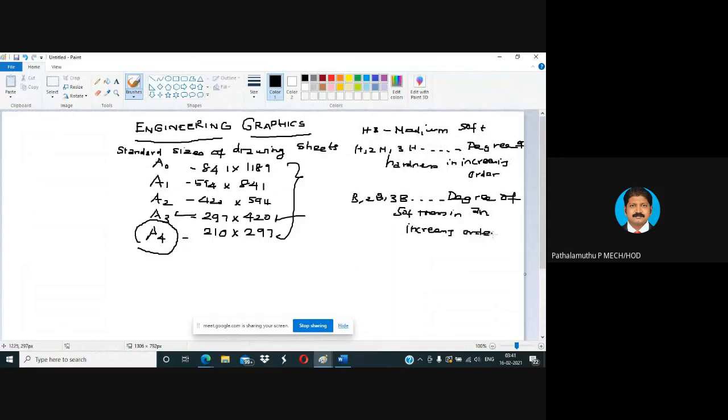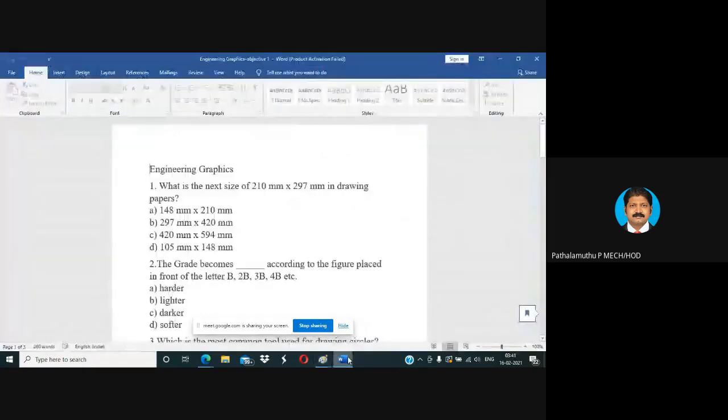So as per our question, the grade becomes softer according to the figure placed in front of the letter B, 2B, 3B, 4B. So the answer is D, softer.